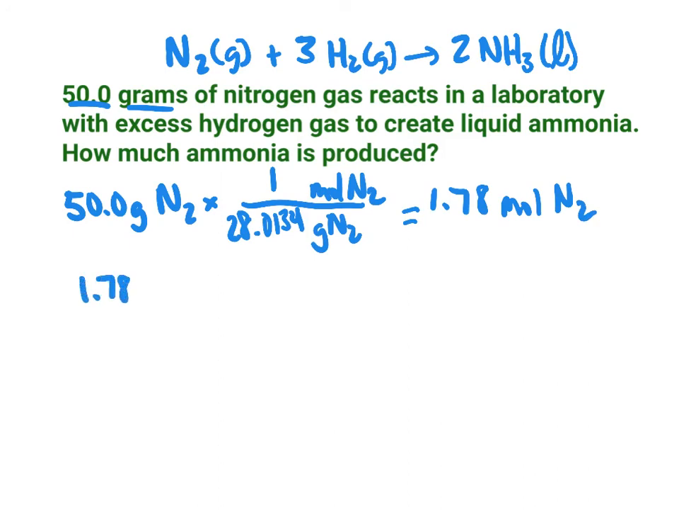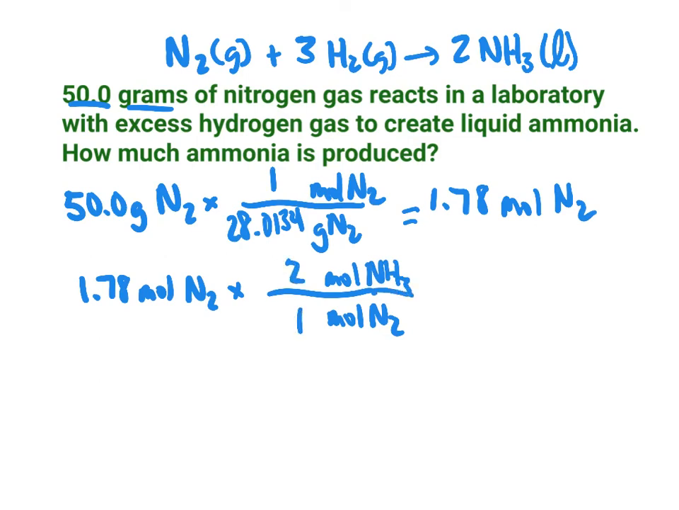I have 1.78 moles of nitrogen gas. I know that for my equation, if I want to go from moles of nitrogen gas to moles of ammonia, it's a 1 to 2 ratio. 1.78 times 2 is going to give me 3.56 moles of ammonia.